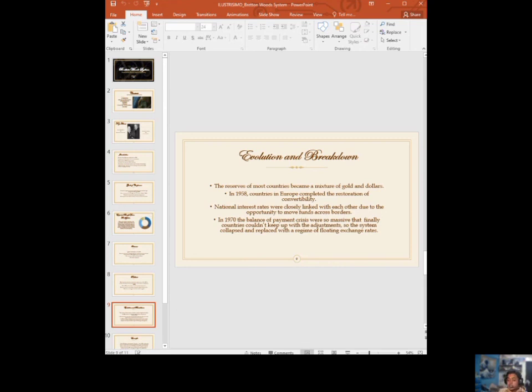Evolution and breakdown. The reserves of most countries became a mixture of gold and dollars, so it's not only about the dollars but both gold and dollars. In 1958, countries in Europe completed the restoration of convertibility. National interest rates were closely linked with each other due to the opportunity to move funds across borders. So, because of Bretton Woods systems, International Monetary Fund has found a way to link each other due to being able to transfer funds from those and from any other countries.